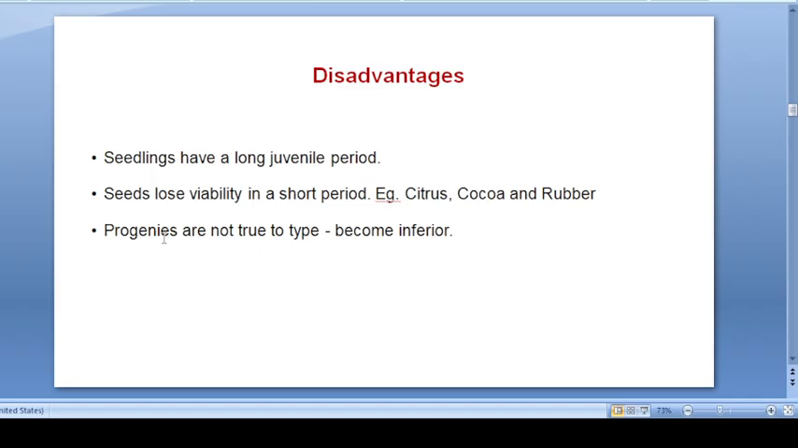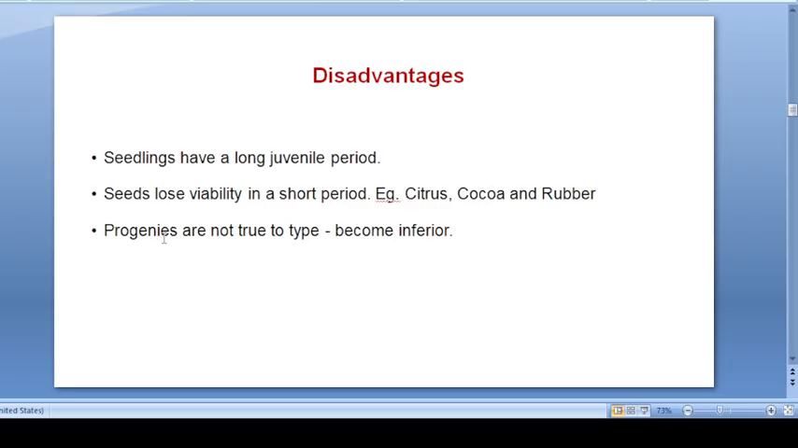Coming to the disadvantages. For any technology or any concept there are two phases. So whatever the advantages are for seed propagation, we can also see some drawbacks or lacunae in seed propagation. Mainly, if we are using seed propagation in any fruit crop, it will take a long time to produce economic yield. That is one major drawback.